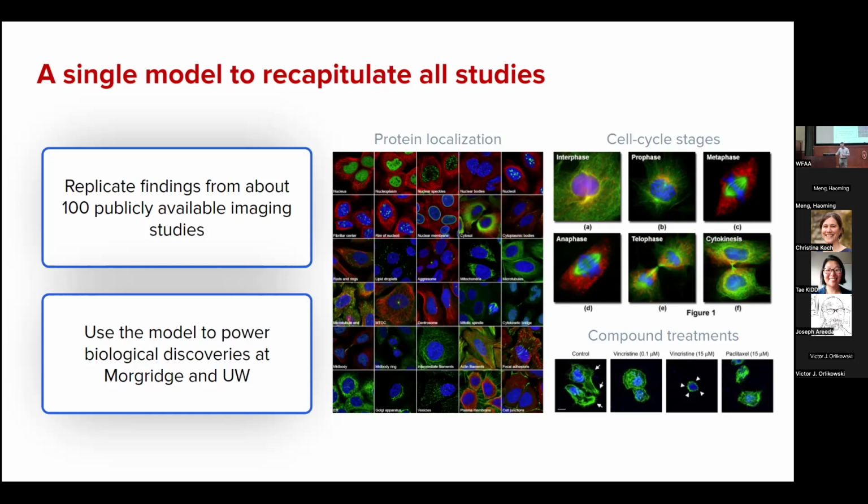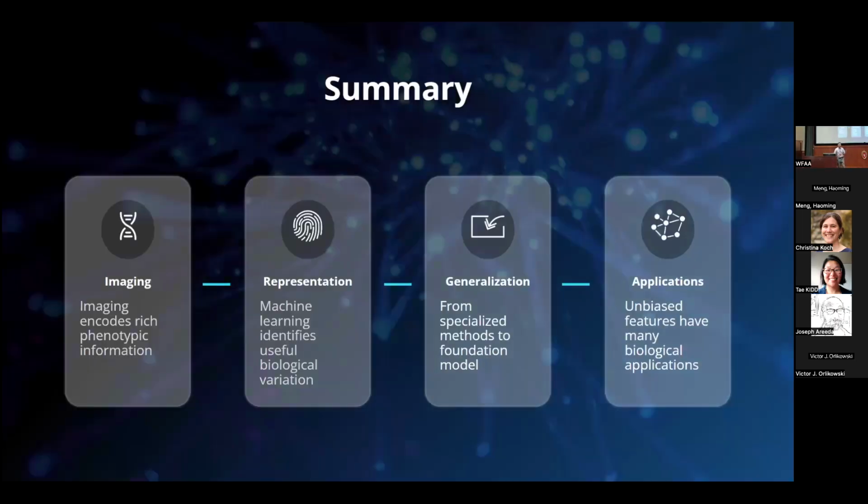So with that, I have a summary here. First of all, imaging in biology is a powerful tool for observing what cells are doing and what's the response of cells to different types of treatments. Machine learning helps us identify a lot of interesting patterns that can be useful for biomedical research. And we are interested in creating models that can generalize across many types of biological experiments, and that would have a lot of applications in biomedical research as well.